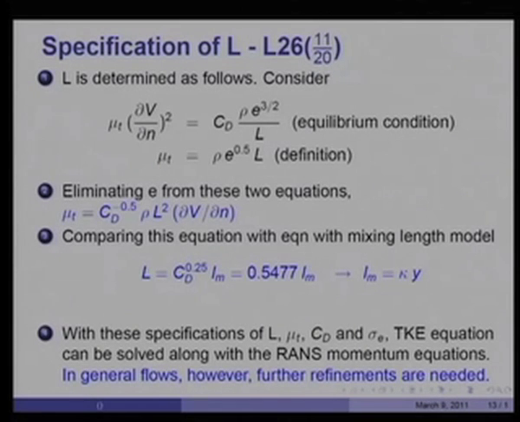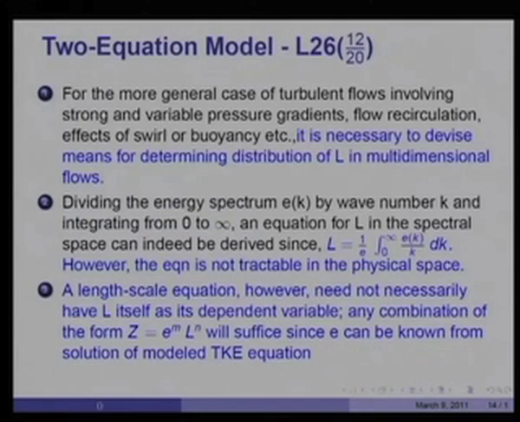Although kinetic energy can take care of the non-coincidence of zero velocity gradient and the shear stress, it is not a very good approximation in some other situations, as we shall see shortly. For the more general flows involving strong and variable pressure gradients, or even recirculations, or swirl, or buoyancy effects, it is necessary to devise means for determining the distribution of L in a multidimensional flow.